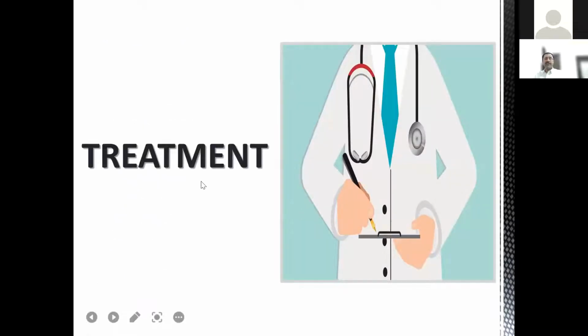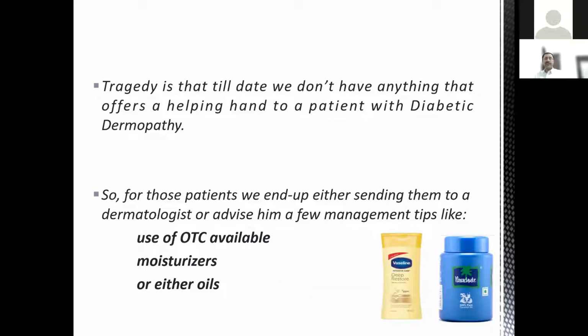So now coming to the treatment of diabetic dermopathy. The tragedy is that till date we don't have anything that offers a helping hand to patients with diabetic dermopathy. So most of the time we end up sending the patient with advice like apply coconut oil, Vaseline, or other cold cream products. Most of the time we tell the patient that with time they will go. So this is the common advice which we give to our patients.